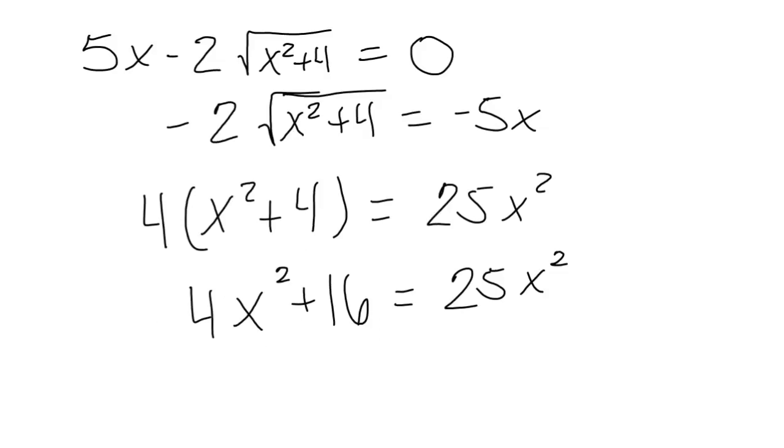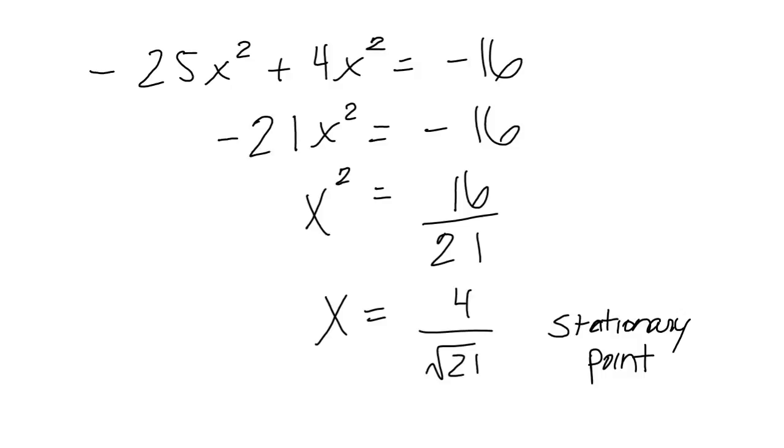We are then going to set the numerator equal to 0, which gives us 5x minus 2 times the square root of x squared plus 4 equals 0. Take 5x from both sides, and then square, which gives us 4x squared plus 16 equals 25x squared once you distribute the 4 on the left side.